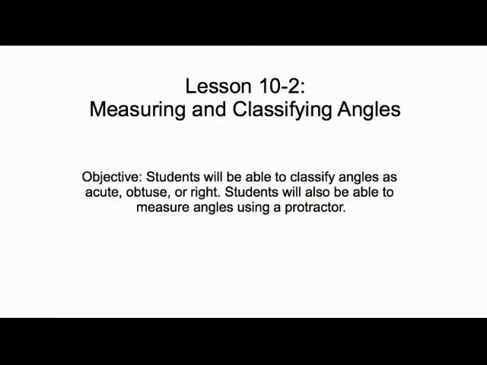This is a lesson on measuring and classifying angles. And our objective today is for you, the students, to be able to classify angles as either obtuse, acute, or right. And then you're also going to be able to use a protractor to measure angles.